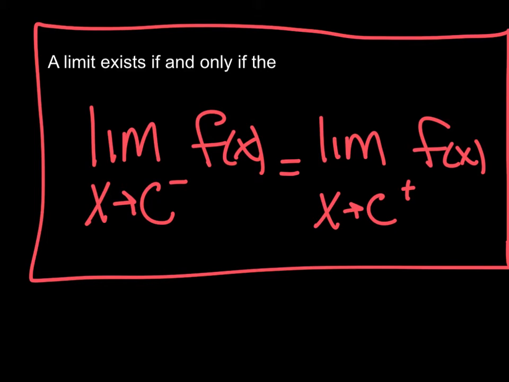So don't be afraid to grab your highlighters. This is a good time to start highlighting things. For a limit to exist, the left side has to meet the right side. They have to have the same answer. If this is 2, then this needs to be 2. If this is 5, then this is 5. If they're not, then we would say something like the limit does not exist.